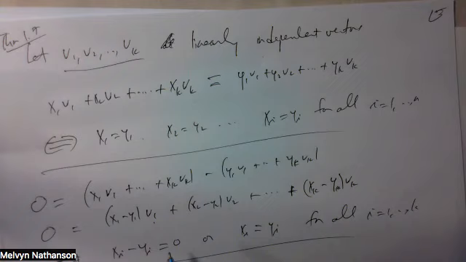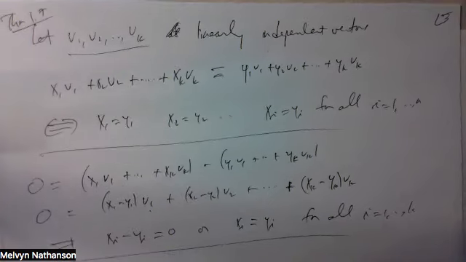So if a sequence of vectors is linearly independent, then a vector is a linear combination of those linearly independent vectors in a unique way.